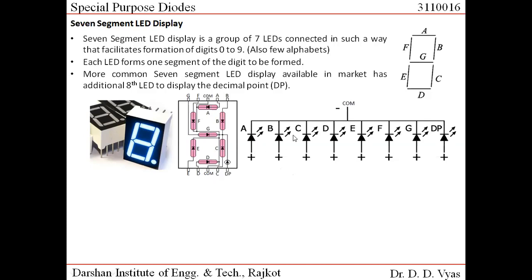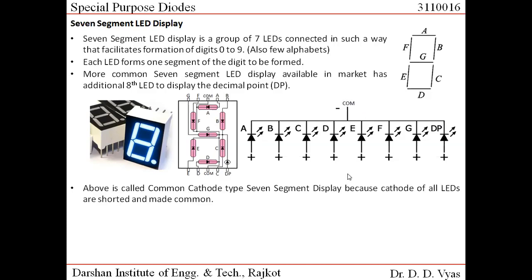There are 8 LEDs, 7 for segments and 1 for the decimal point. All these LEDs are connected such that the cathode of each LED is shorted and connected to a common terminal referred to as COM. Such a type of 7-segment LED is called a common cathode type 7-segment display. Common cathode because the cathode is made common. Right?